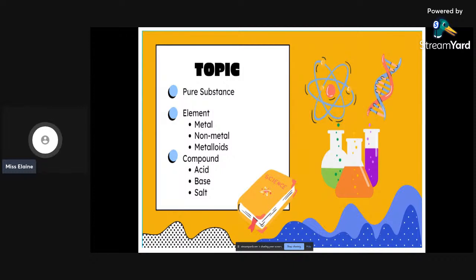Now our topic for today is all about pure substance. Under pure substance, we have element and compound. Under element, we have metal, non-metal, and metalloids, and in compound, we have acid, base, and salt.